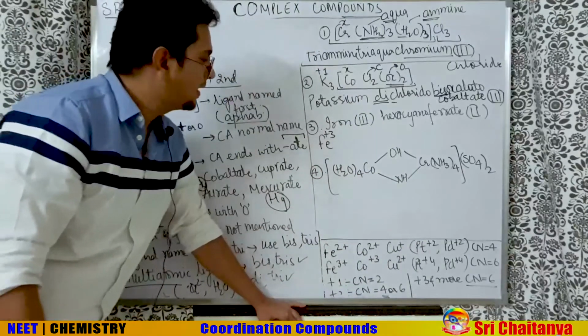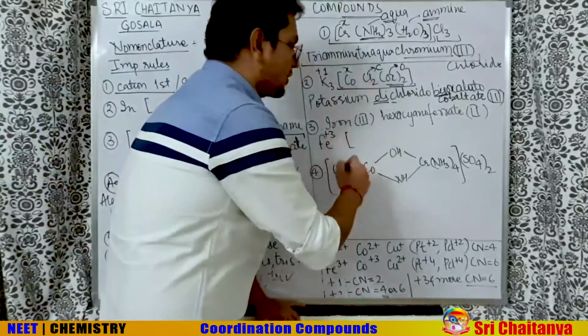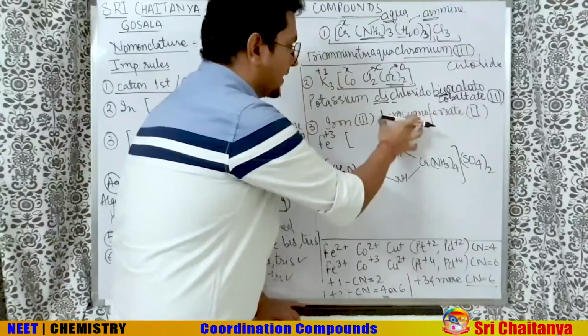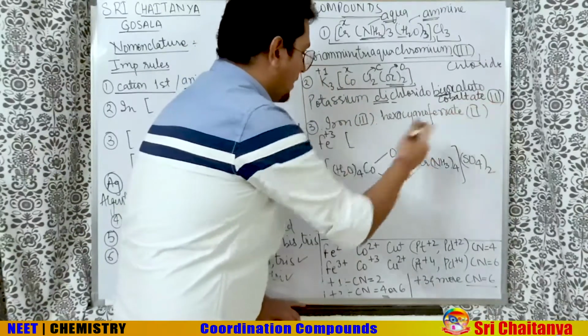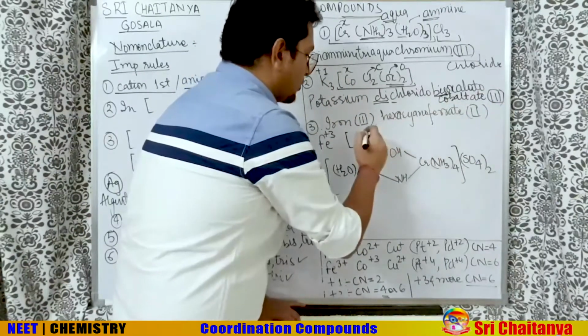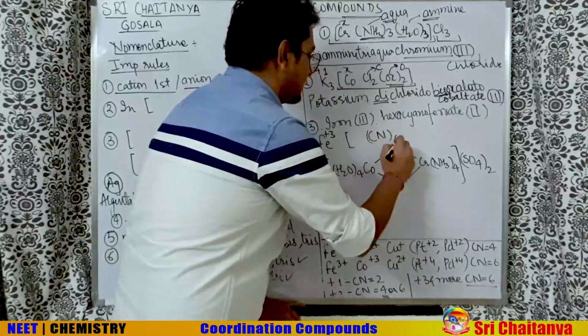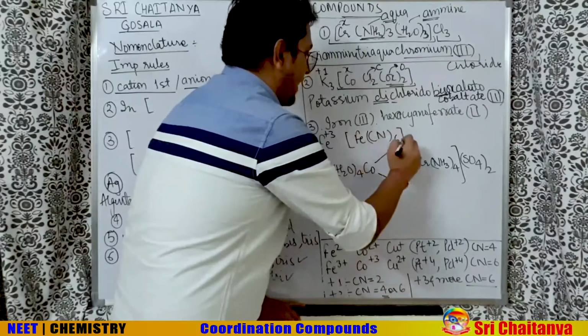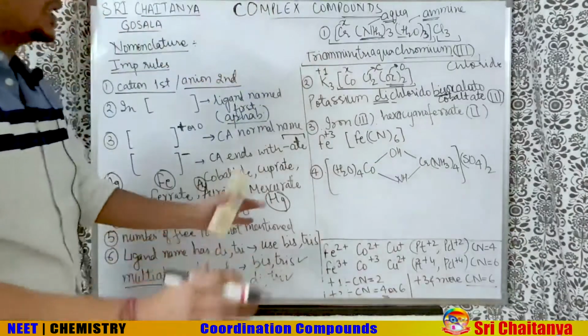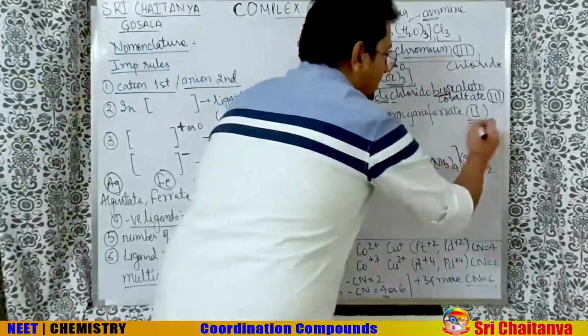Hexacyanoferrate. So look, after the space the box has come, because hexacyanoferrate, I can see the bracket. So hexacyanoferrate. Firstly, how many CN are there? 6. And then we have Fe, and this box is having some negative charge. I will find that. But what's the oxidation state of Fe there? Plus 2.